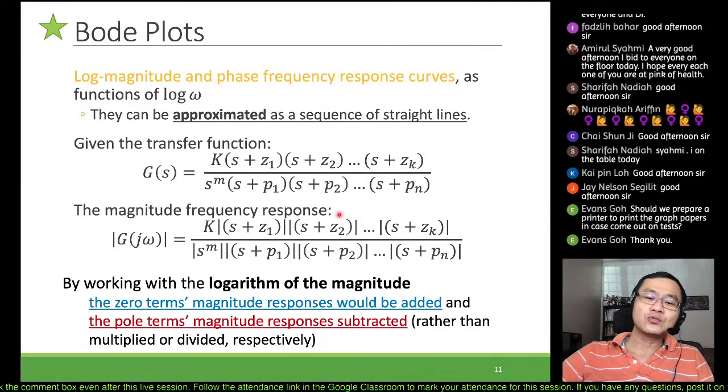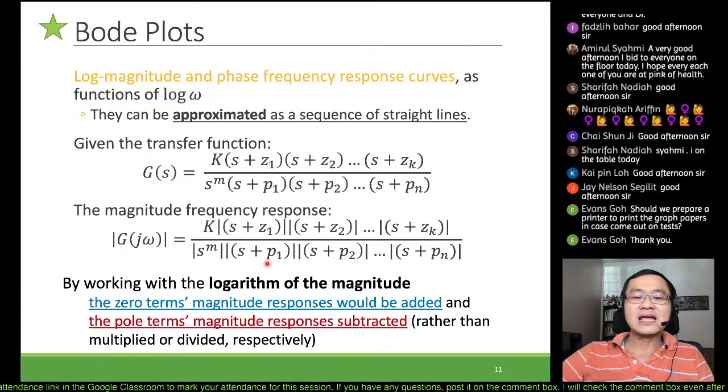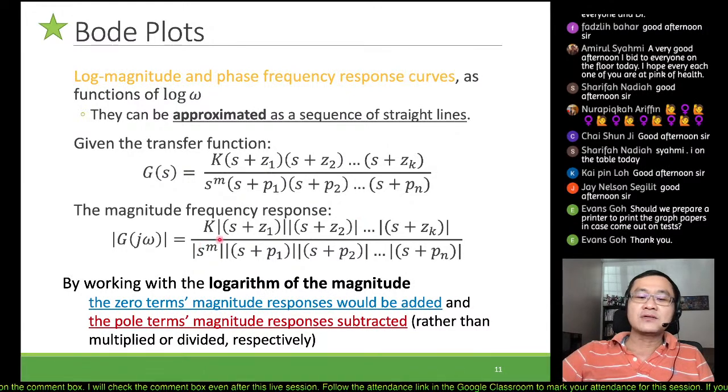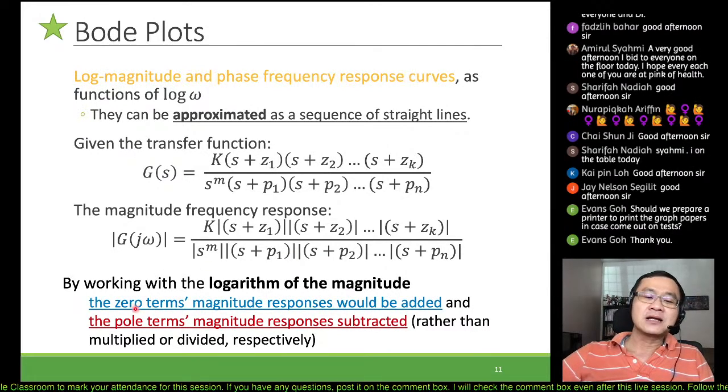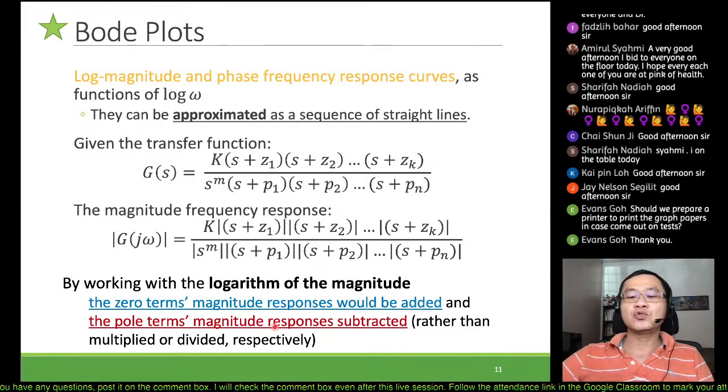When we look at this, we have to multiply one by one. But when we take the log of the magnitude, these multiplications become additions, whereas when we divide by the poles, which is the division, every time you divide you are subtracting the log of the magnitude. Therefore we say the zero terms' magnitude response would be added and the pole terms' magnitude would be subtracted. So this is when we take the magnitudes in the form of log.